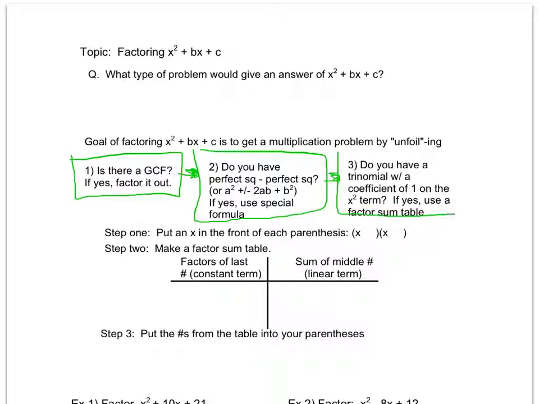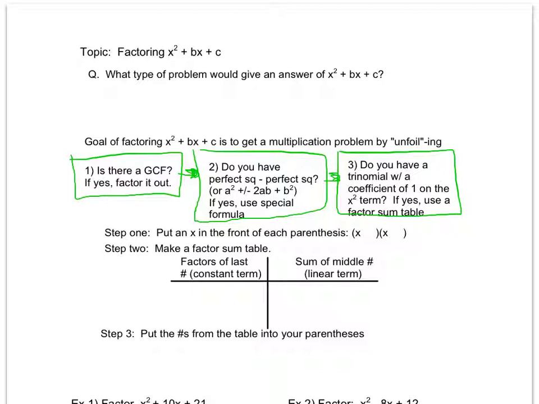Do you have a trinomial, so 3 terms, the first term being x squared with a coefficient of 1? So you don't have 2x squared, you don't have negative 3x squared, you just have x squared. If yes, you're going to use this next method, which is a factor sum table. Here are your steps for a factor sum table.